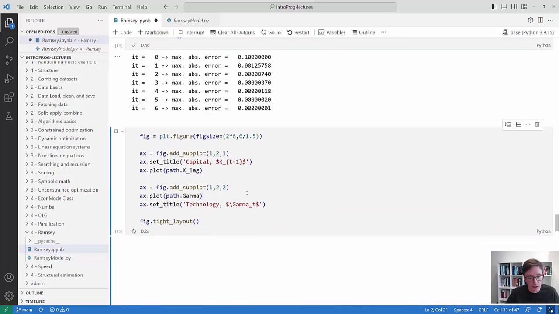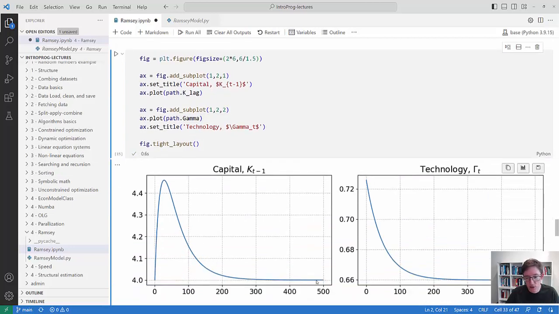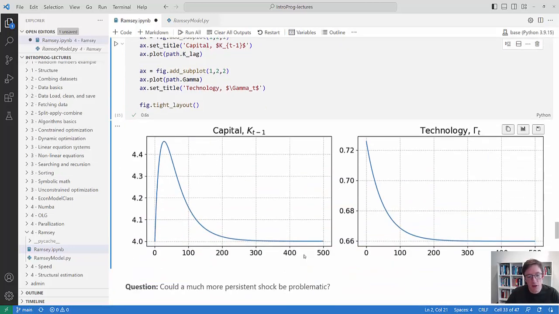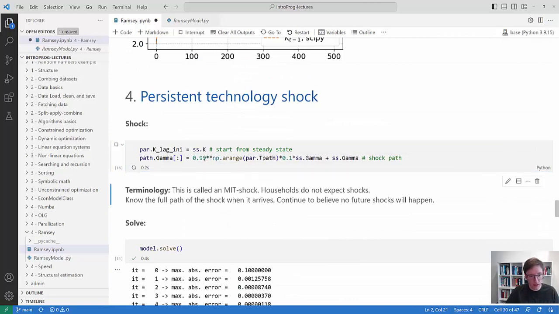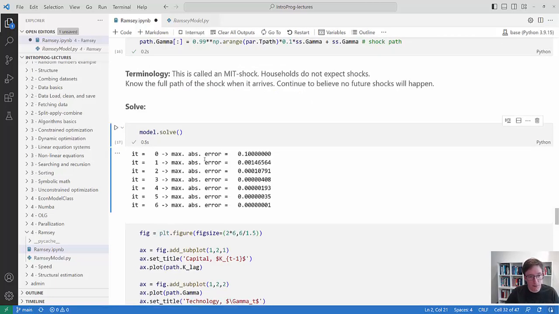We succeeded, and now we say, okay, this took longer. Now you might wonder, what could be a problem if this was much more persistent? So one assumption we have made is that this returns back to steady state before period 500. And we can see that now it returns to steady state rather late, it seems like. So perhaps if we set this up, then at some point we will actually have problems solving the model.